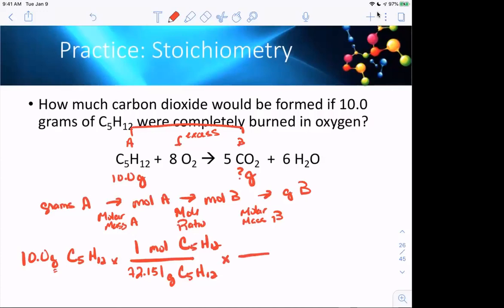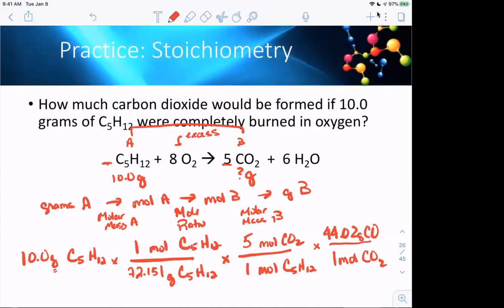Now, what is the ratio between the moles of C5H12 and the moles of CO2? I use the coefficients of the balanced chemical equation. So for every 1 mole of C5H12, I make 5 moles of CO2. I don't want moles, I want grams. So I'm going to use the molar mass of CO2. For every 1 mole of CO2, I have 44.02 grams of CO2.